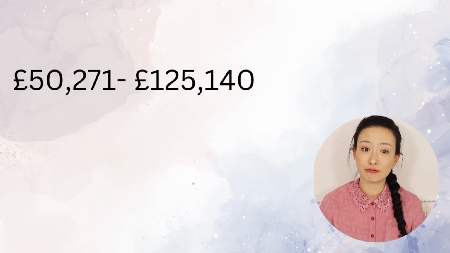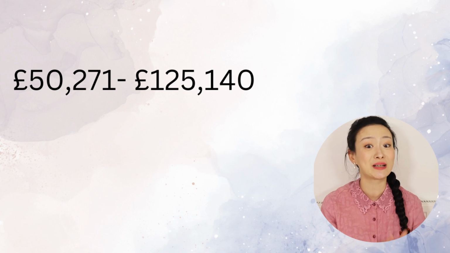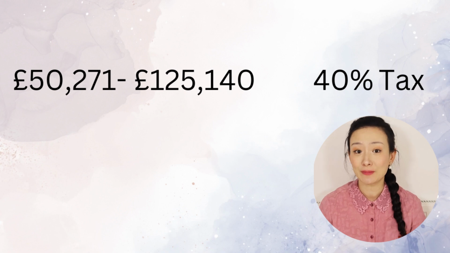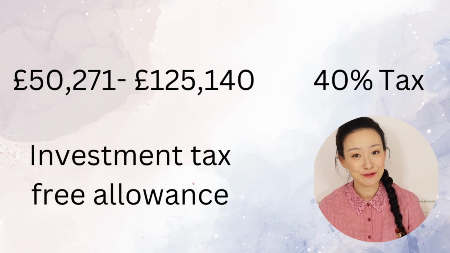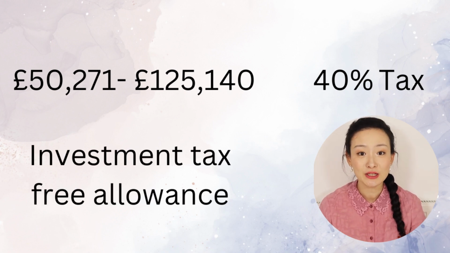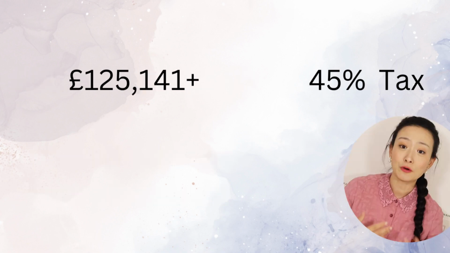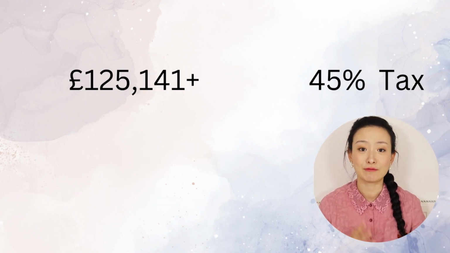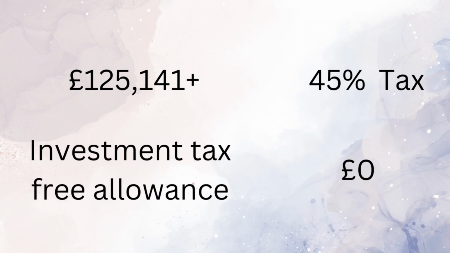For those who have the higher income rate that fits in the range of £50,271 to £125,140, the tax rate is 40%. Then your tax-free amount in investment is £500. For those whose income is above £125,140, there is no tax-free allowance for the investment income.